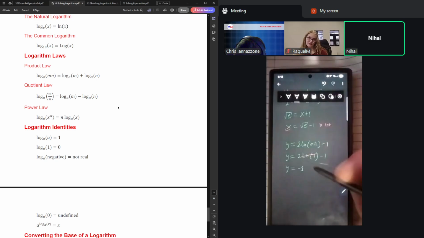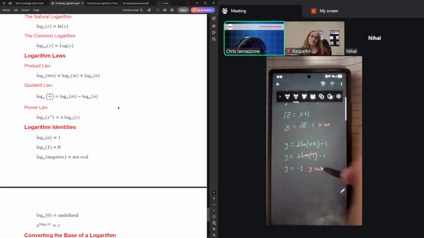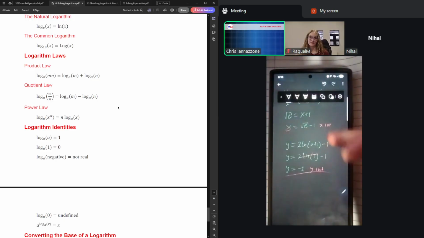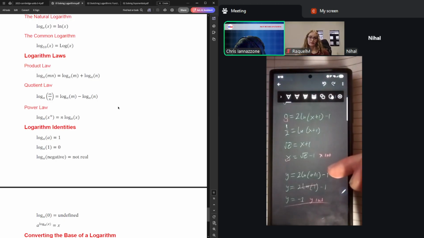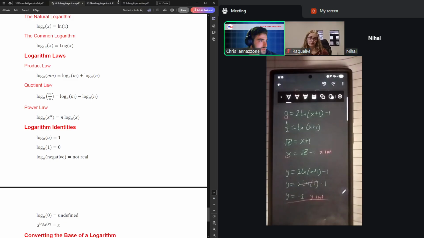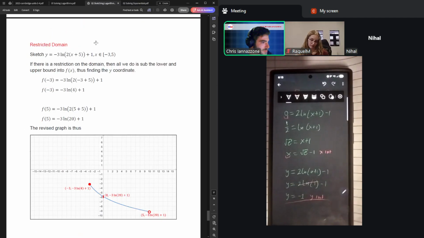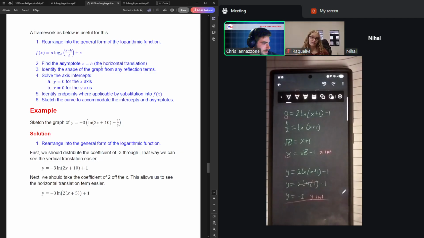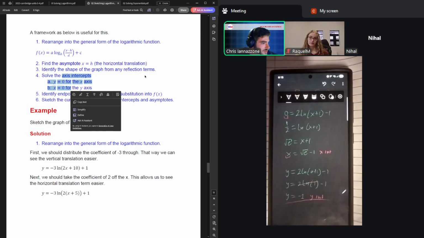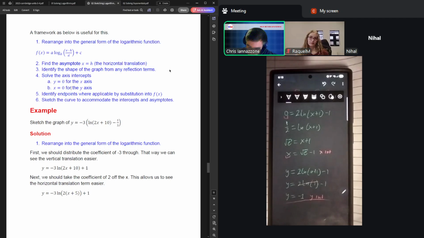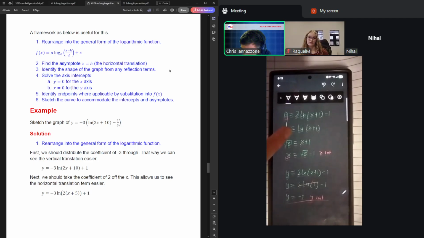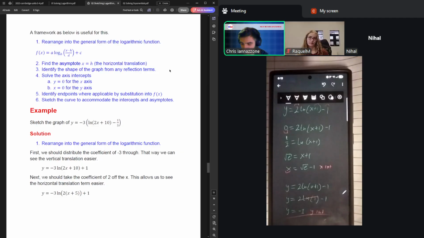Cool. Okay, so that gives us our y-intercept. Awesome. Yeah, we got our x-intercept, we got our y-intercept. I'll pull up the framework again. Cool. All right, we've done all the step 4 stuff. What else? There's one more key feature that we need for sketching this.